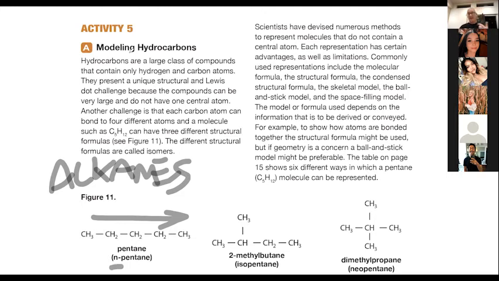And the name we get comes from a Latin root, followed by -ane. So it's pentane, hexane, heptane, octane, nonane, decane. So pentane has five. Now, there's a lot of different ways we can put pentane together.